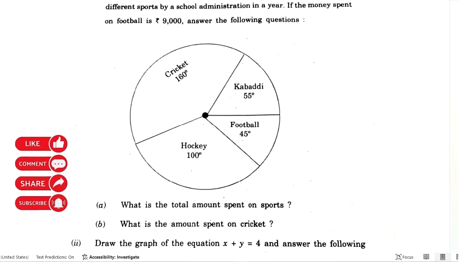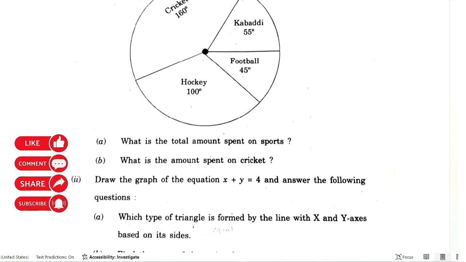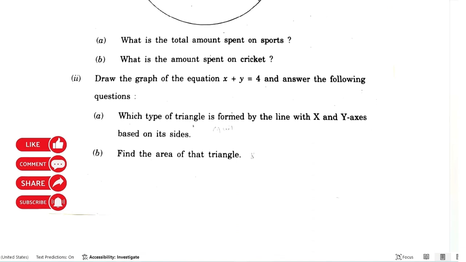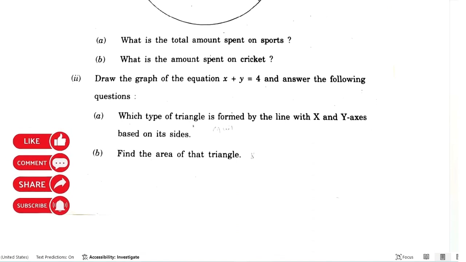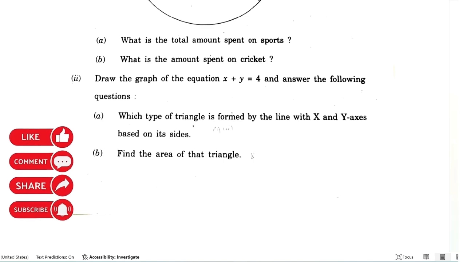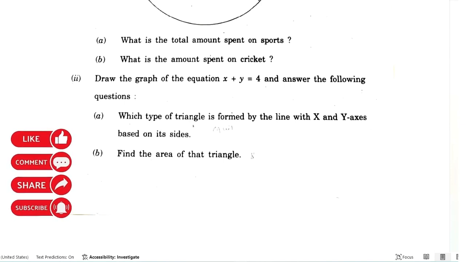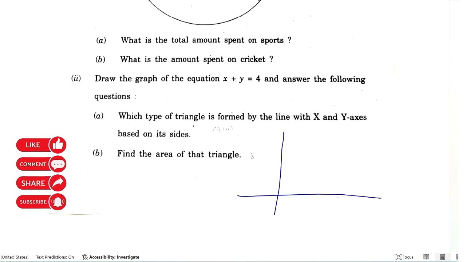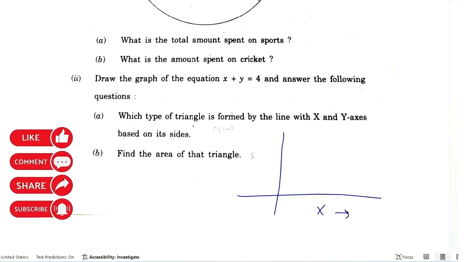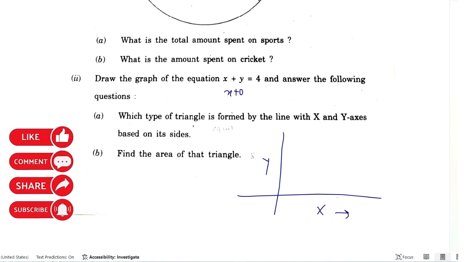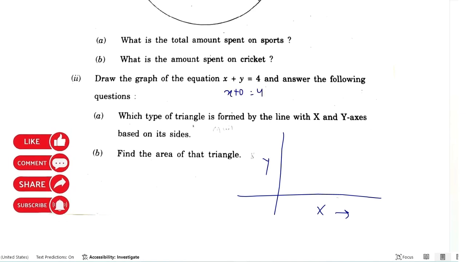Second one is a graphical question, x plus y equal to 4, and we have to find. So it's quite simple. See, we just have to find the points on the x and y axis. So to get the point on the x-axis, simply put y equal to 0. So you will get 4, which means one point is (4, 0).